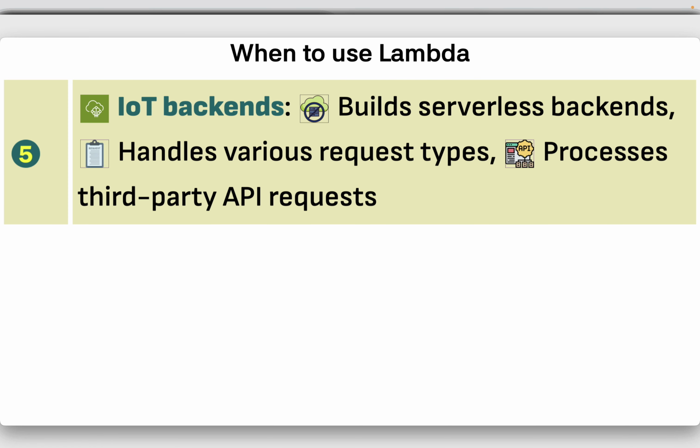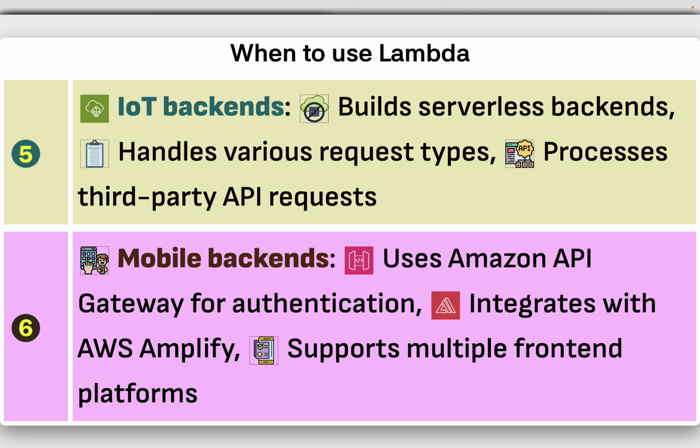IoT backends. So you can build serverless backends using Lambda to handle web, mobile, IoT, and third-party API requests. Mobile backends. You can build backends using Lambda and Amazon API Gateway to authenticate and process API requests. Use AWS Amplify to easily integrate with your iOS, Android, web, and React Native frontends.